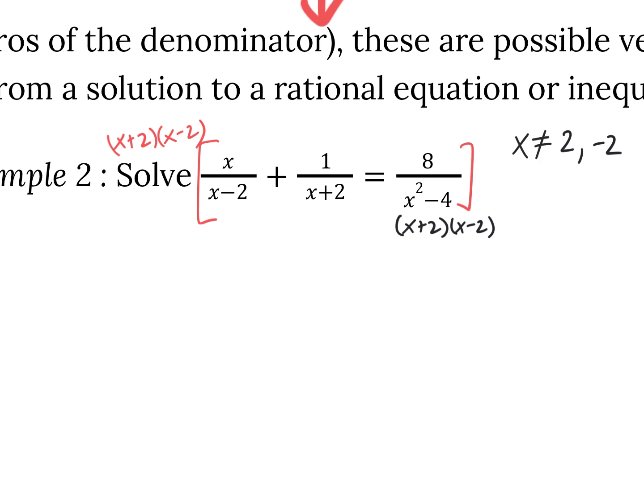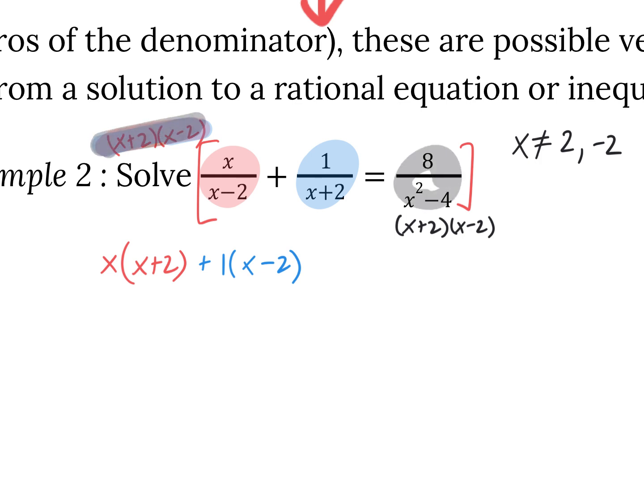So I'm going to multiply this x plus 2, x minus 2 with this whole function here, or this x over x minus 2, to give me x times x plus 2, because the x minus 2s would cancel out. Okay, then I take this whole thing and multiply it by my second term. The x plus 2s are going to cancel out, and it's going to be left with just 1 times x minus 2. And then lastly, multiply this times my last fraction there. My denominators are going to go away completely, and I'm just going to be left with 8.